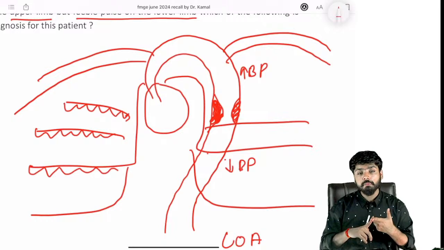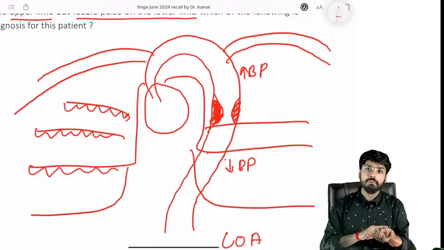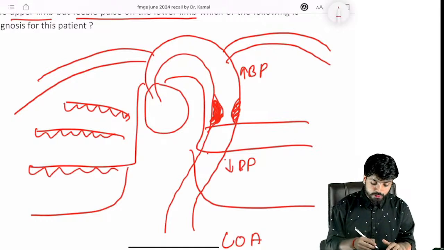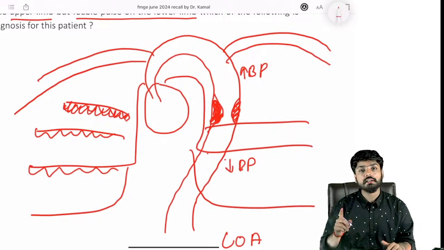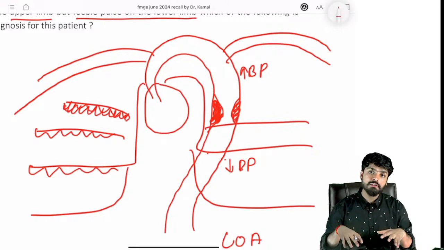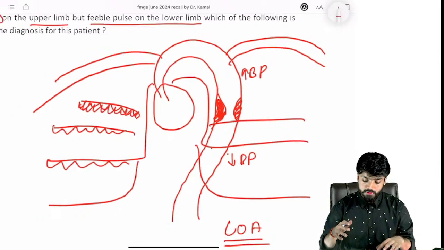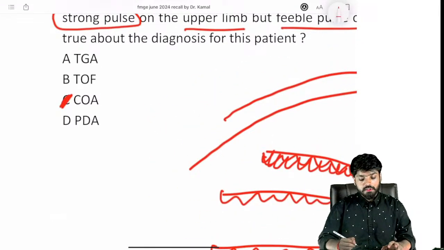First, feeble pulse on the lower limbs, strong pulse on the upper limbs. Second, these tortuous vessels around ribs give the characteristic finding of rib notching on X-ray. Whenever we see X-ray of these kind of patients, we see rib notching. Okay, so the answer will be coarctation of aorta.